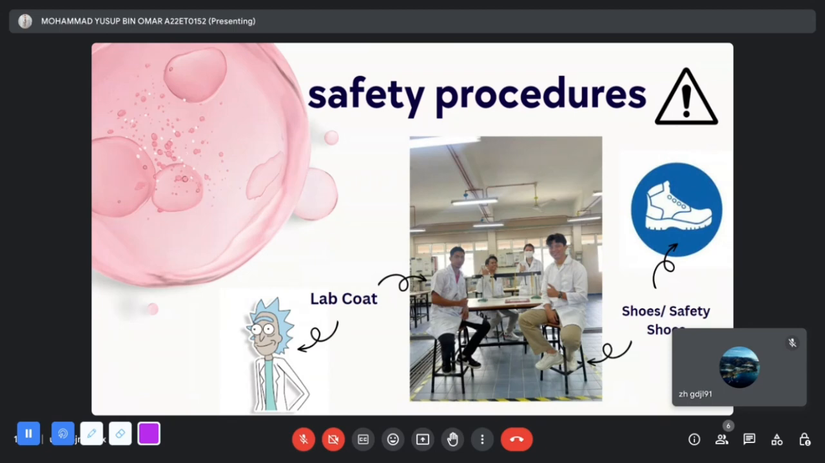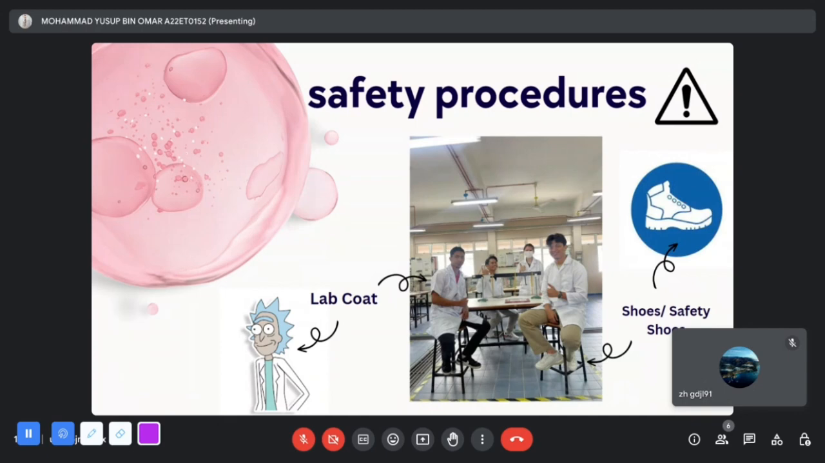This is a safety procedure that we need to comply with. We are conducting the experiment in a lab. First, we need to make sure that we wear the proper PPE, which is a lab coat and safety shoes, which is compulsory to enter the lab.